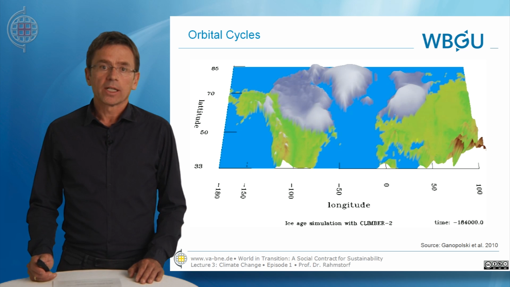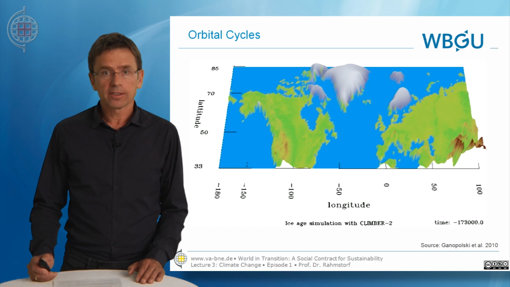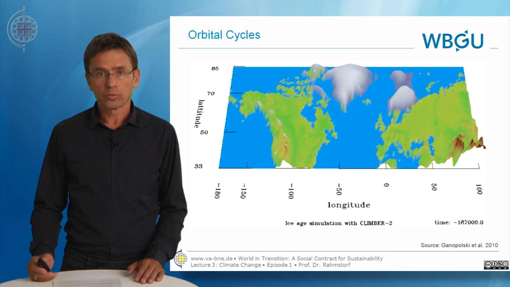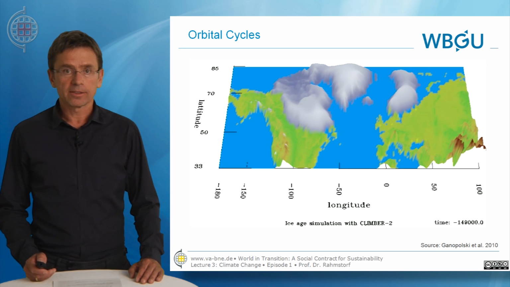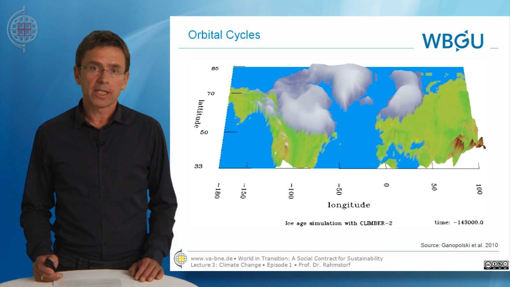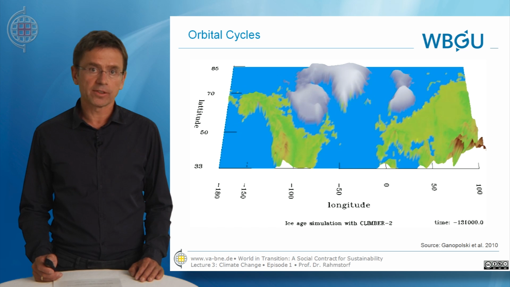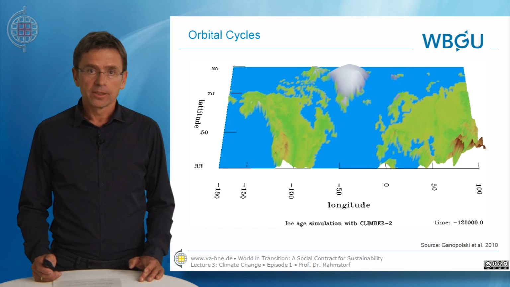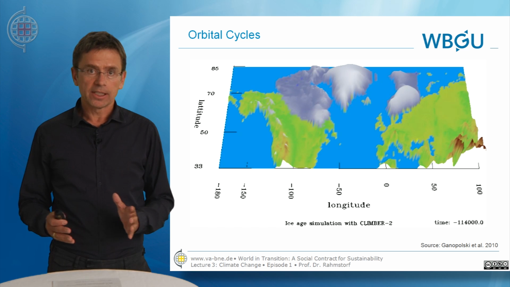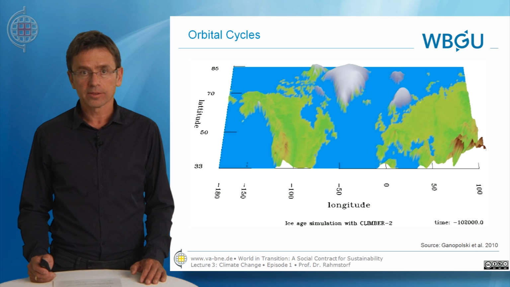The second reason why I show these ice ages is because we use the ice ages to test our models. We use the models to simulate ice ages, and here you can see a view of the continental ice masses on the northern hemisphere, which grow and shrink in the rhythm of these ice ages. You can see that they increase and decrease according to these orbital cycles.